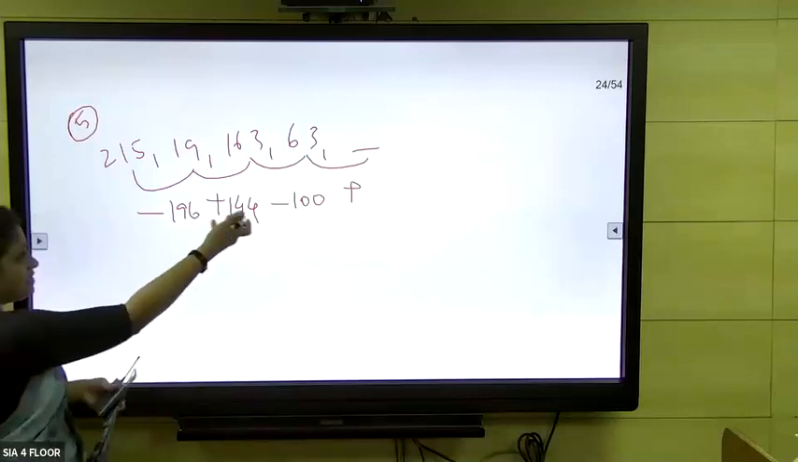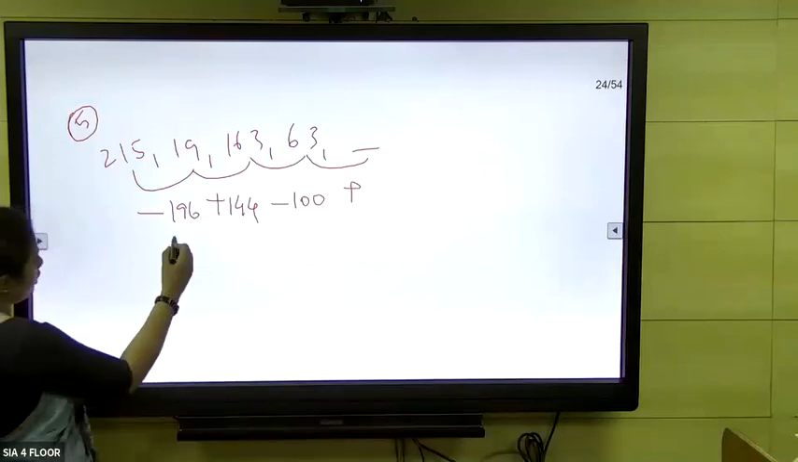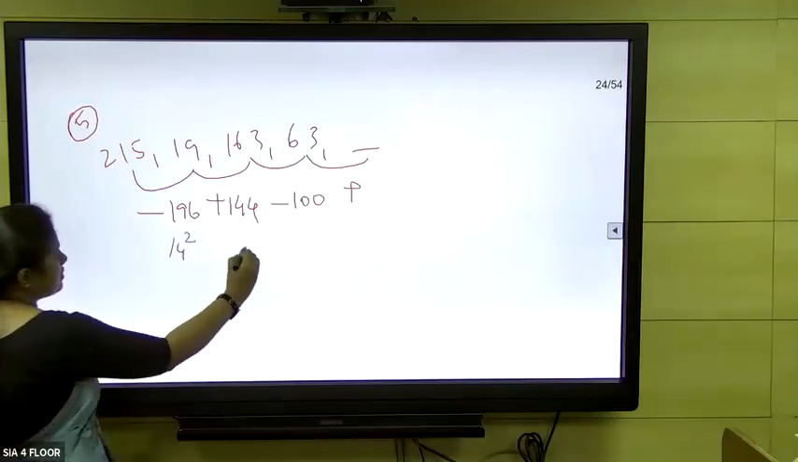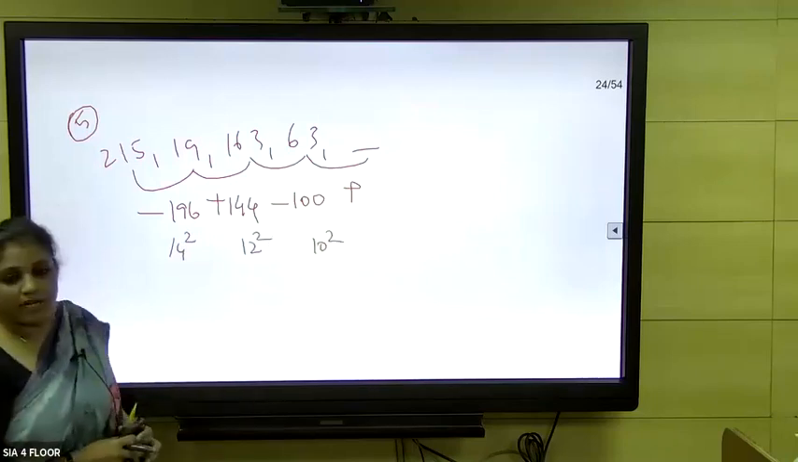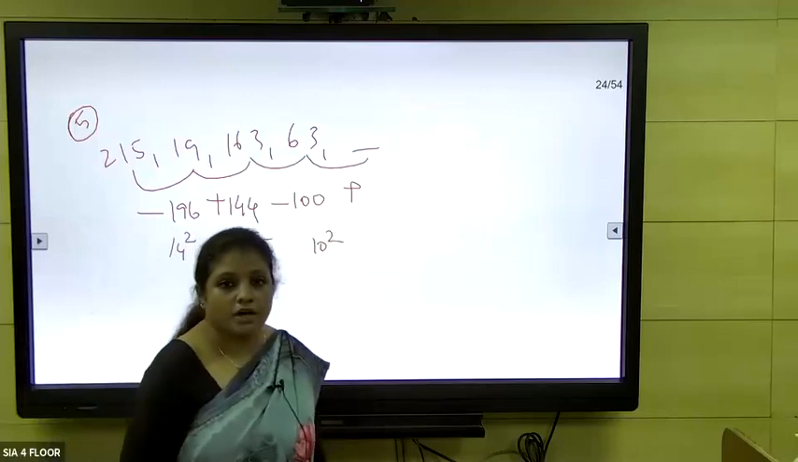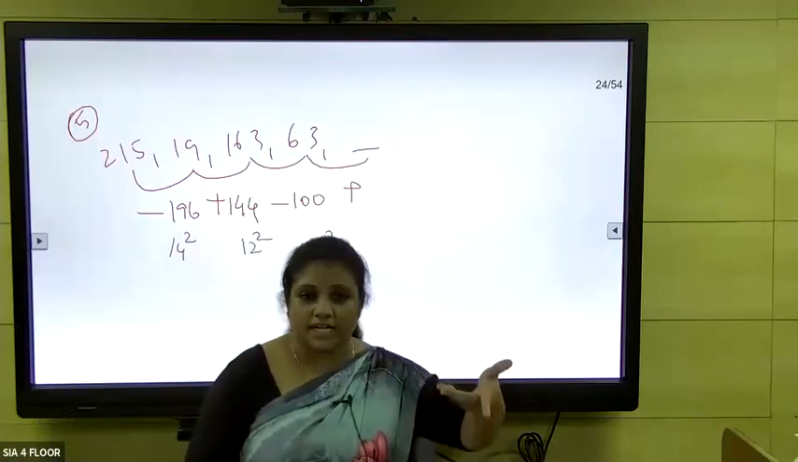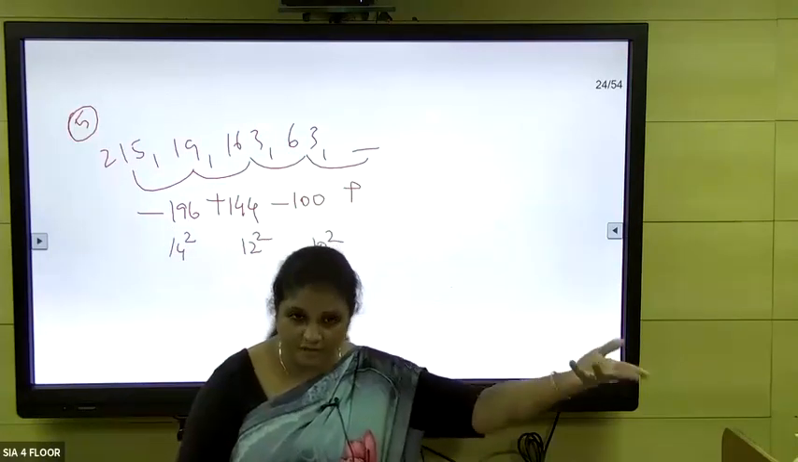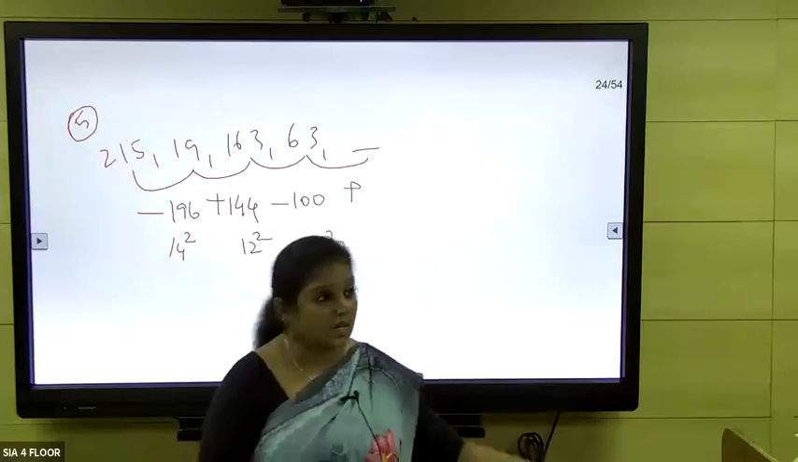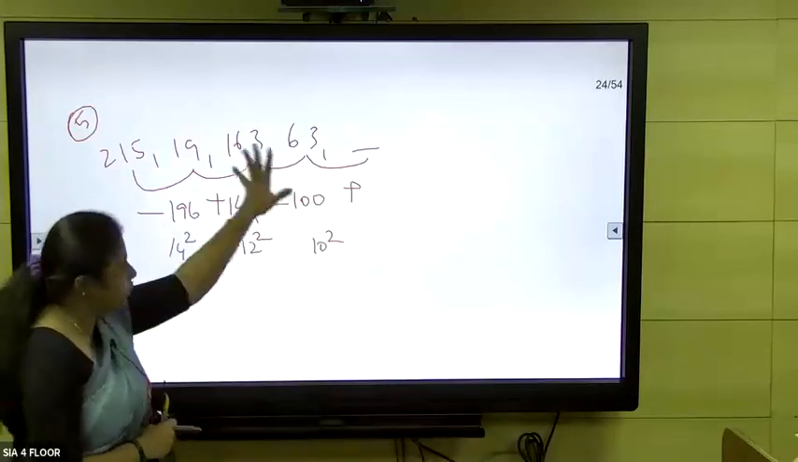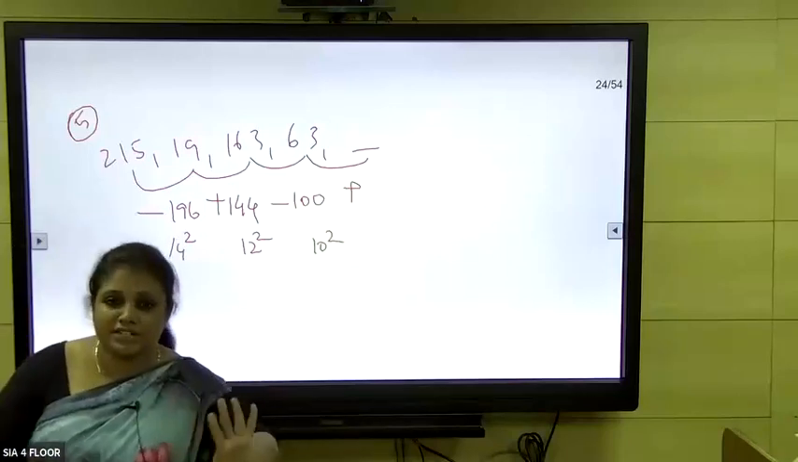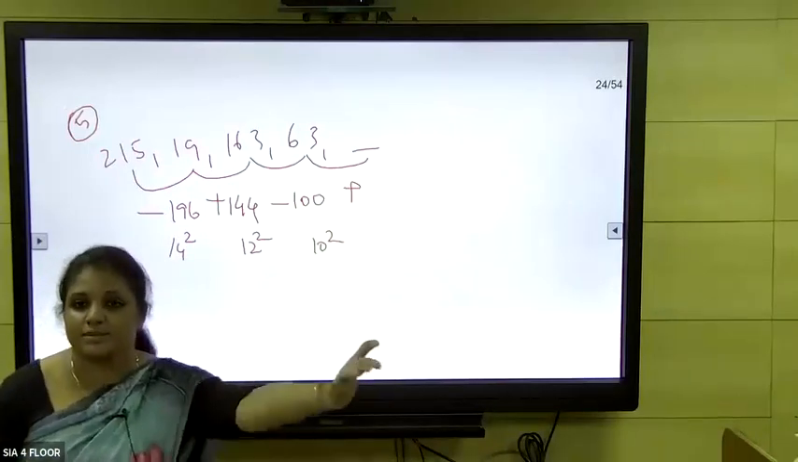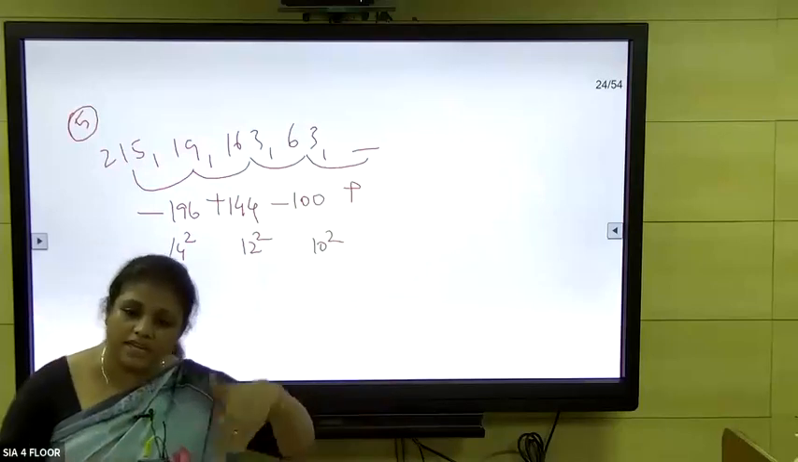Okay, so you find these are square numbers, right? This is the square of 14, this is the square of 12, and this is the square of 10. So what I'm trying to tell you here is, square numbers sometimes come directly, as we have seen in the previous cases. And here these are not square numbers, it's some other sequence, but when you take the difference for that sequence, you get some square numbers. So it may come like this also.